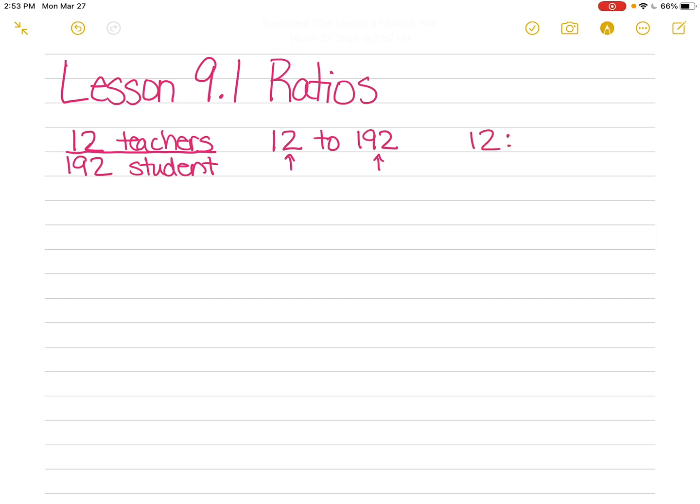And you read all of these, when you're talking about ratios, you read them all the same way, 12 to 192. So 12 to 192 can be written as a fraction, with the word "to" in between, or with a colon. And you'll see them like that in all of your homework. So we can also make this into lowest terms.